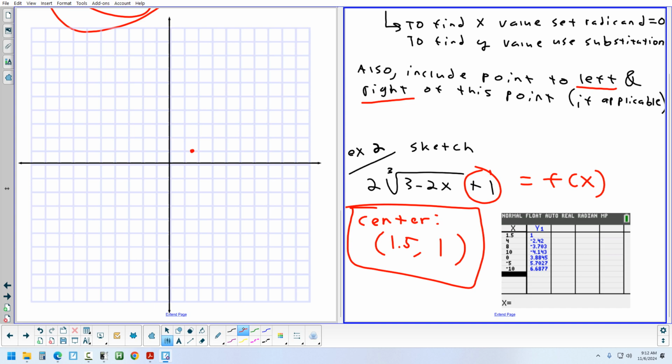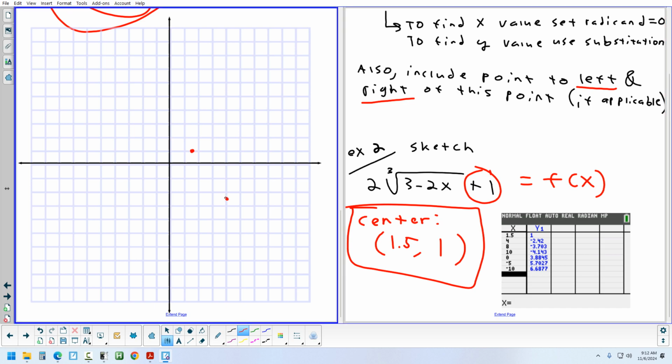So 4, about -2.5. 1, 2, right there. 8, we're at about -3.7. 1, 2, 3. 10, we're at just past -4. Okay, so that looks pretty good. 0, we're at 3.8. So about right there. -5, a little under 6. 1, 2, 3, 4, 5, 6. And -10, a little above 6.5. 1, 2, 3, 4, 5, 6.5. Yeah, looks pretty good. Okay. And then just draw.